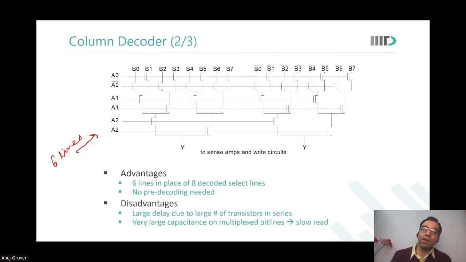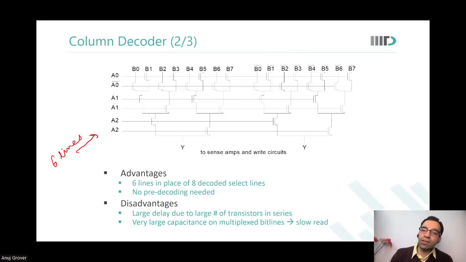So I save area, but what is the limitation here? The voltage levels, sir. We cannot take the output Y to complete 1. Sir, stack effect because.